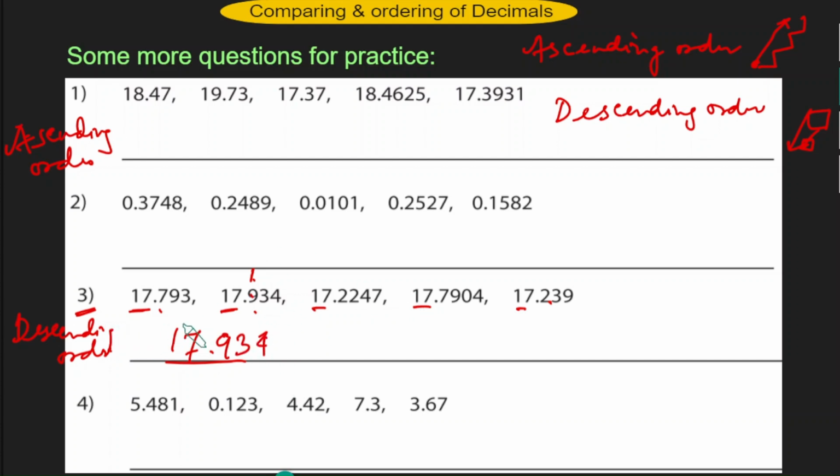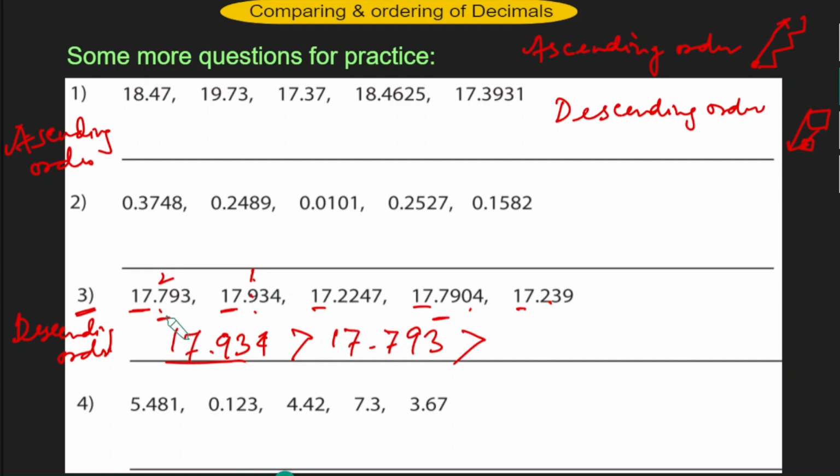We will check with others. Now 0.7, 0.2, 0.7, 0.23. So we can compare 0.7 and then 0.7. So these two need to be compared. Okay. 0.79, 0.79. Again, we cannot decide. So 0.793, 0.790. Which is greater? 3 or 0? 3 is greater. So we can pick this as the second number in the order. So 17.793 will be written.